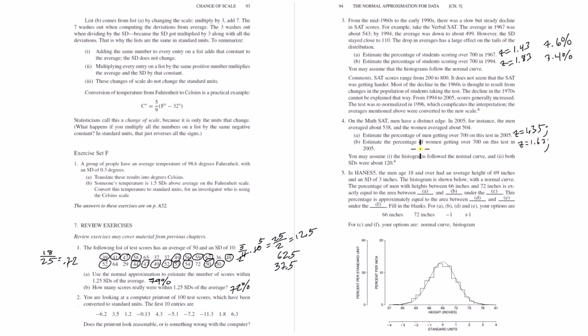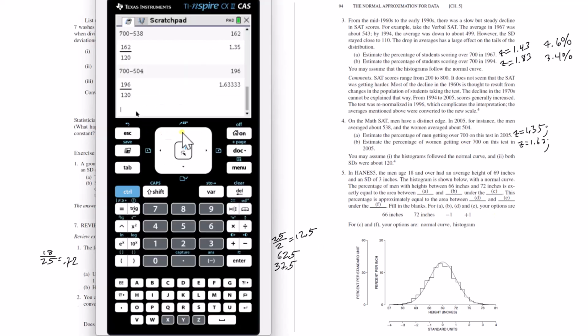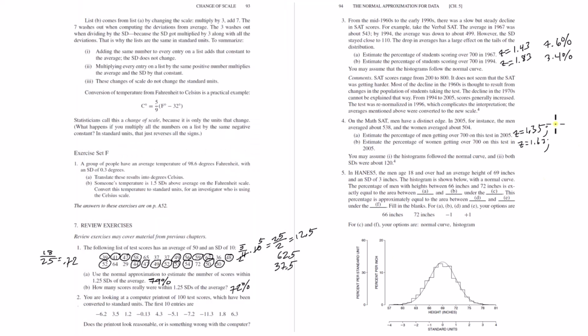Okay, getting above is what they're saying. Getting over 700. So now we just come back here and we put in the formula for the normal curve. We've done this in the previous videos many times. There's the lower limit, there's the upper limit, because we want the area above this score. So 8.9%.